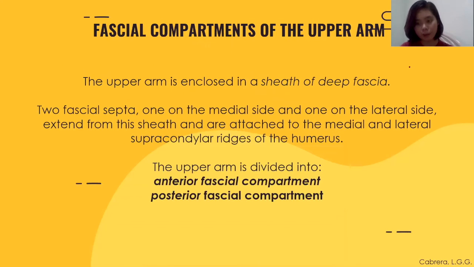For the fascial compartments of the upper arm, the upper arm is enclosed in a sheath of deep fascia. It has two fascial septa, one on the medial side and one on the lateral side. They extend from the sheath and are attached to the medial and lateral supracondylar ridges of the humerus. Thus, the upper arm is divided into the anterior fascial compartment and the posterior fascial compartment, which will be tackled by the next reporter.